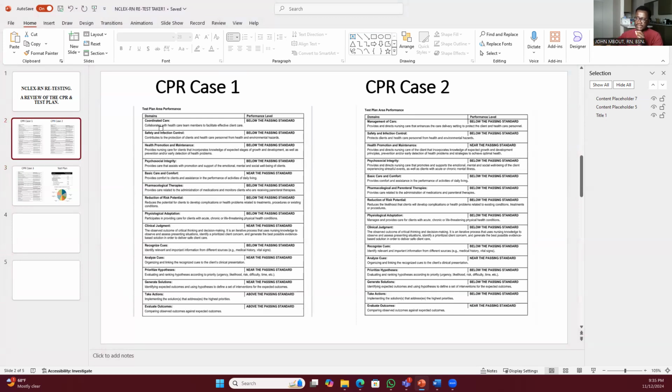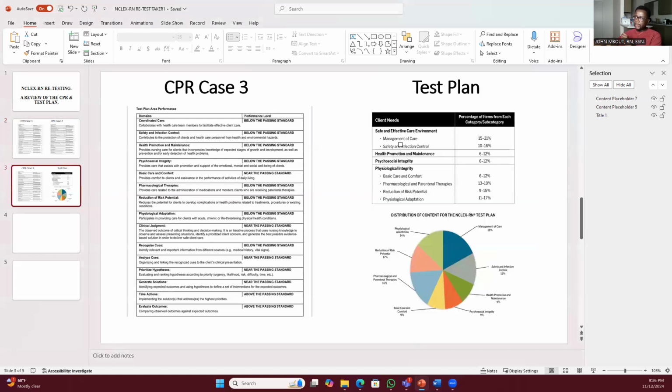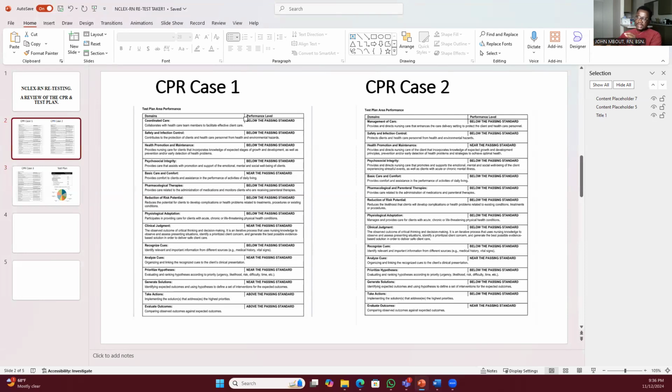So this candidate under coordination of care, that is management of care, was below the passing standard. Safety and infection control, below passing standard. Look back here. Management of care has 15 to 21% of your exam. Safety and infection control has 10 to 16% of your exam. And this candidate already scored below passing standard in these two areas.